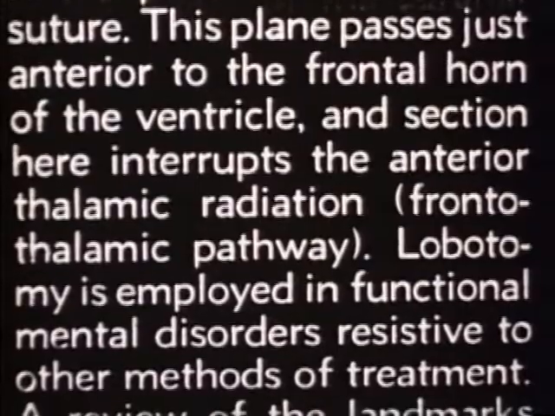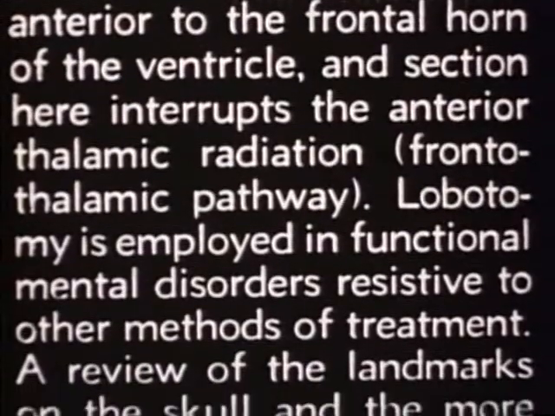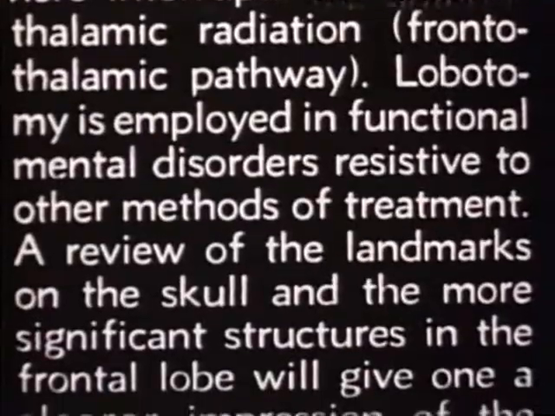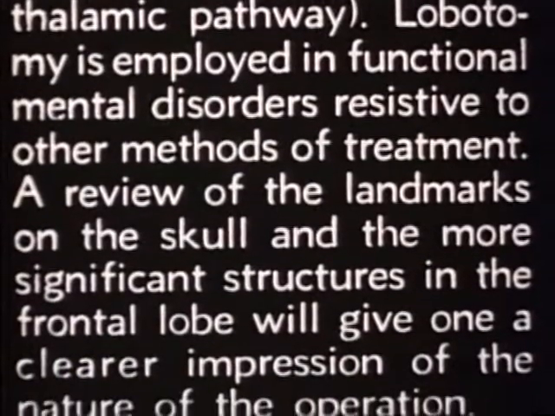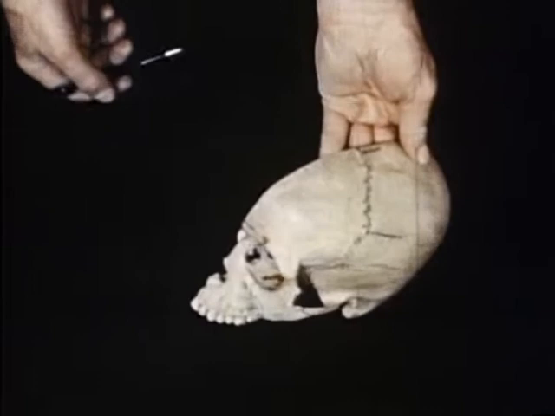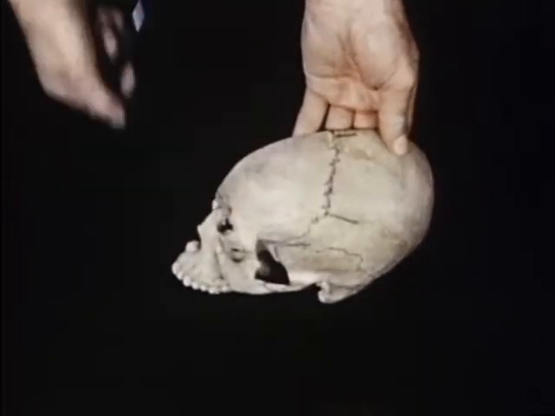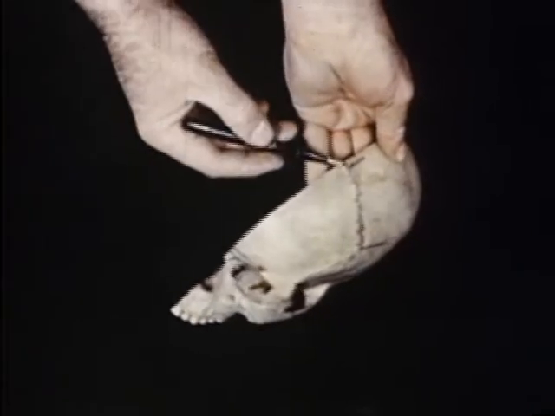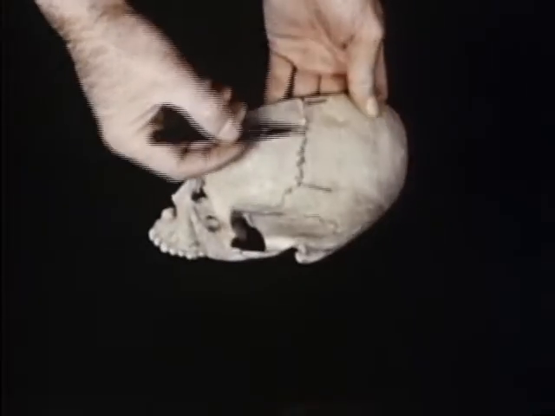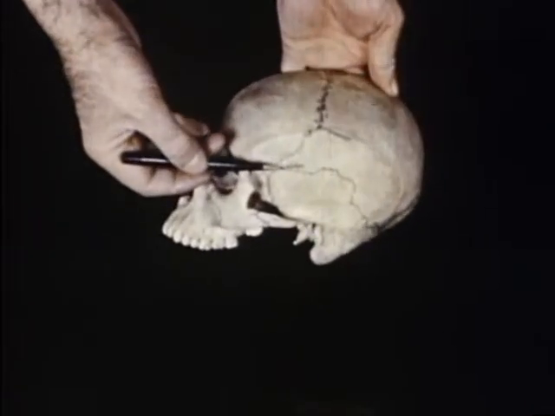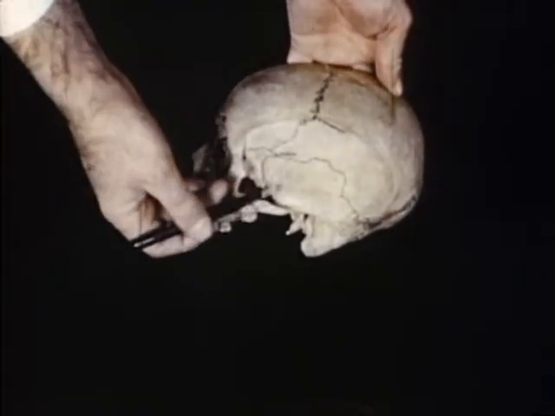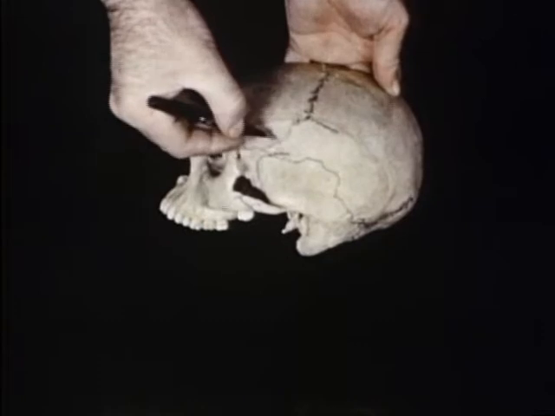A review of the landmarks on the skull and the more significant structures in the frontal lobe will give one a clear impression of the nature of the operation. On the prepared skull, at a point 13 centimeters behind the glabella, the coronal suture is outlined. 6 centimeters above the zygoma in the coronal suture, the opening is made.